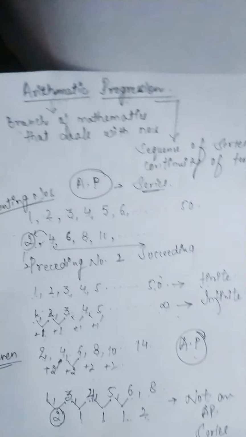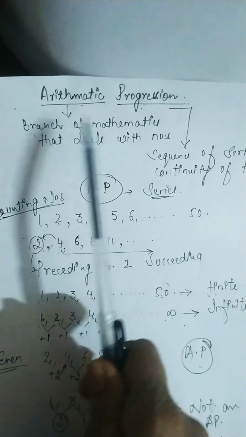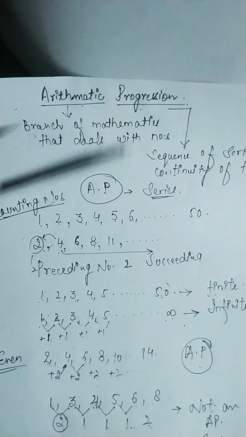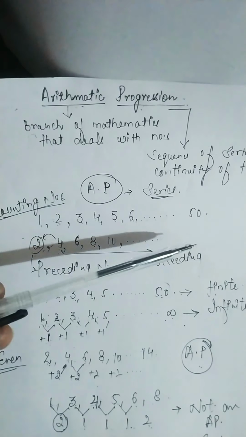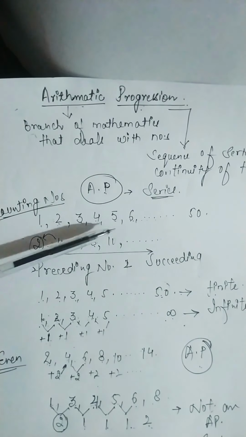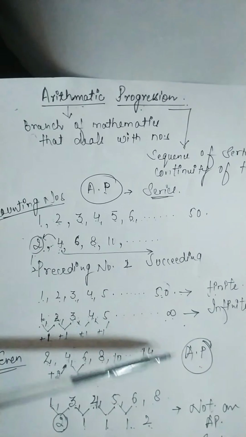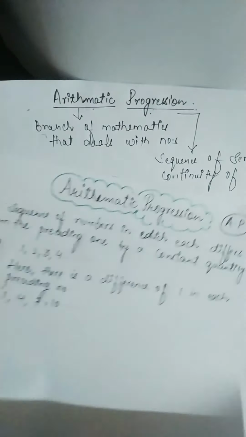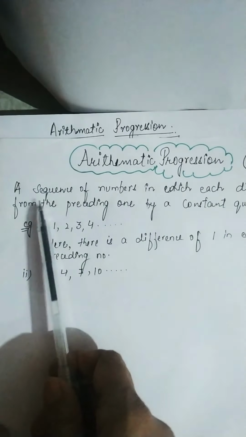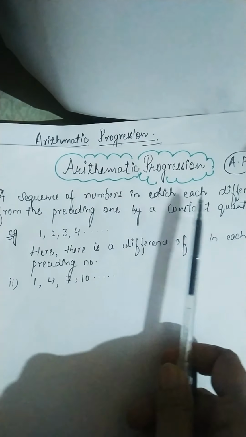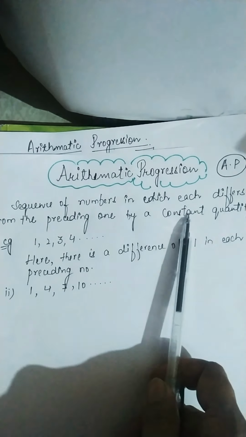Okay, so this was your topic, arithmetic progression. Arithmetic is a branch of mathematics that deals with numbers. Progression means to go on in a continuous manner. When numbers go on in a continuous manner with a common difference of the same number, then they are said to form an AP series. There is a definition that will make it clear: a sequence of numbers in which each differs from the preceding one by a constant quantity.